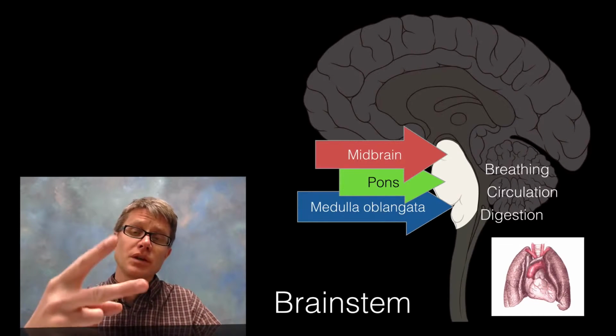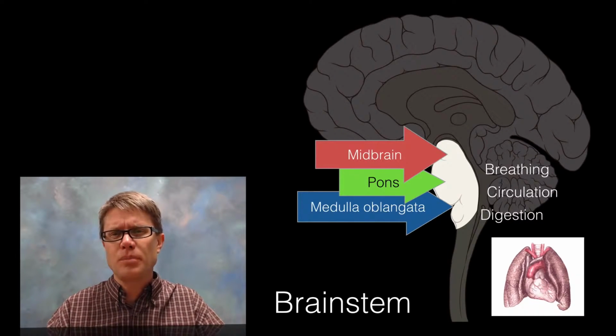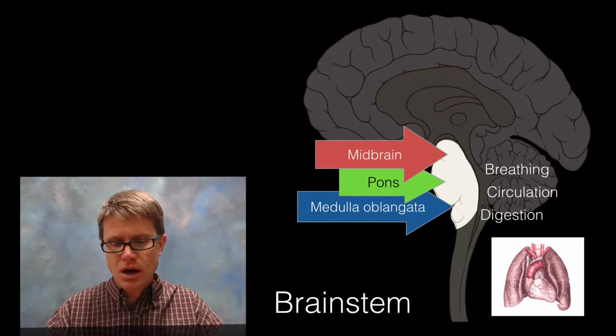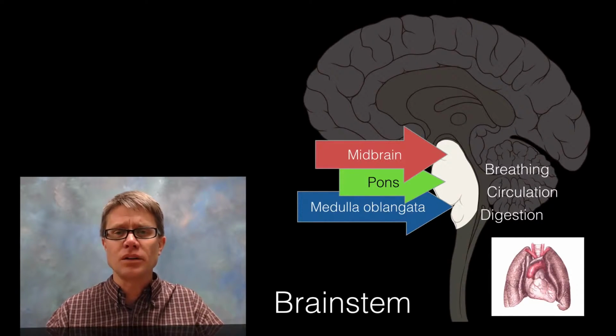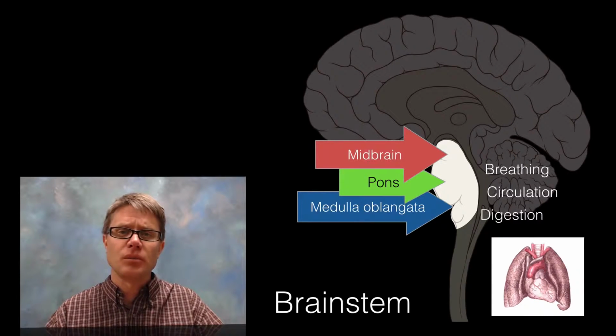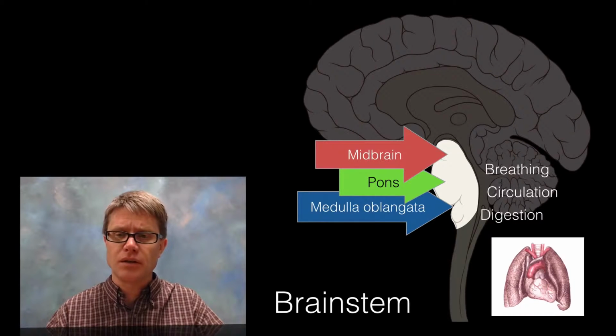Well, it really does two things. The first thing it's going to do are these more basic needs. It's going to keep your self-breathing, keep circulation going, digestion, swallowing. All of that is going to be controlled by the brainstem. If there's any damage to the brainstem, it's going to be catastrophic.